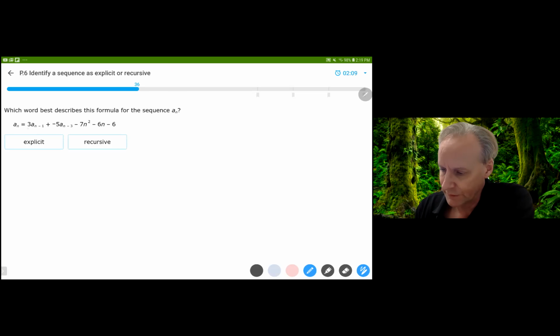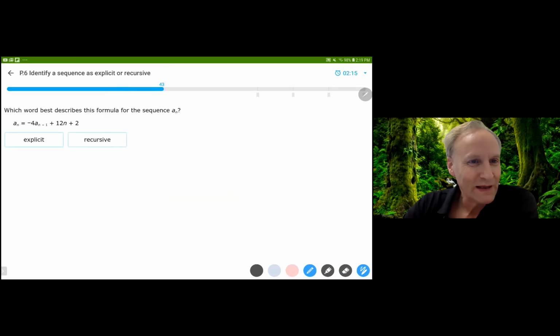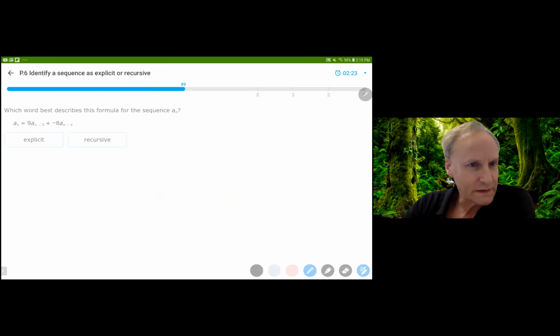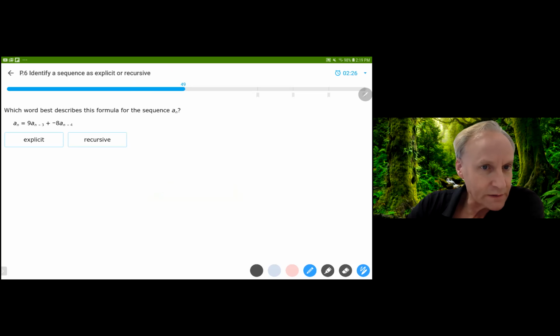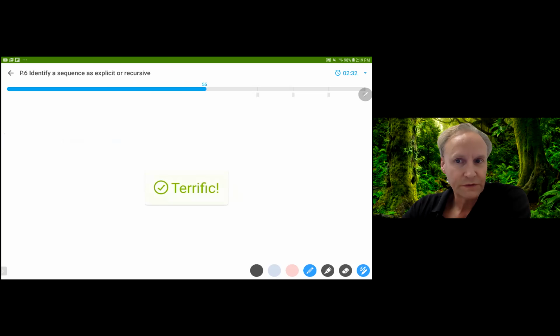This one, of course, is recursive. It's using former terms. That's all that we care about. This one is recursive. You have to have the term that happened before. Oh, this is going to take a while. I didn't expect it to be so fast. Okay, recursive because we have two former terms defining the new term.